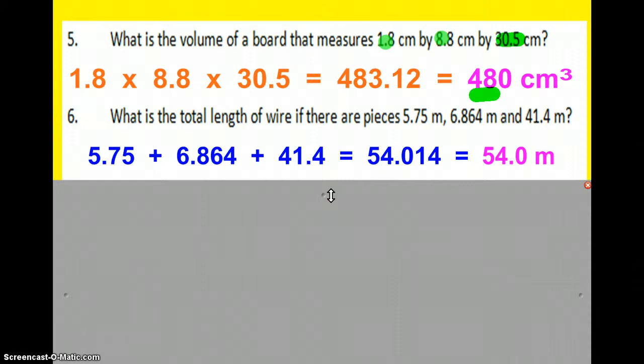Adding here the total length of wire, so when I add that up mathematically I get 54.014, but again, sig fig wise, or correct rounding, hundredth, thousandth, tenth, so my answer can only go to the tenth, the least accurate of the measurements.